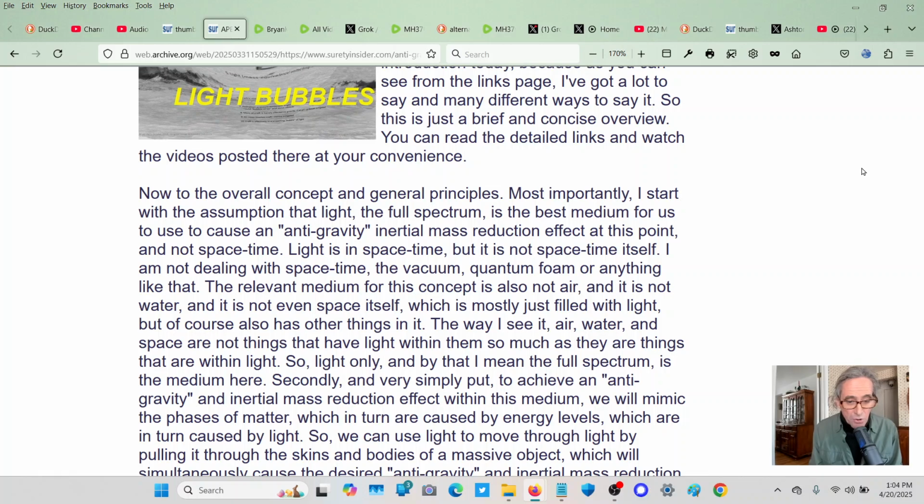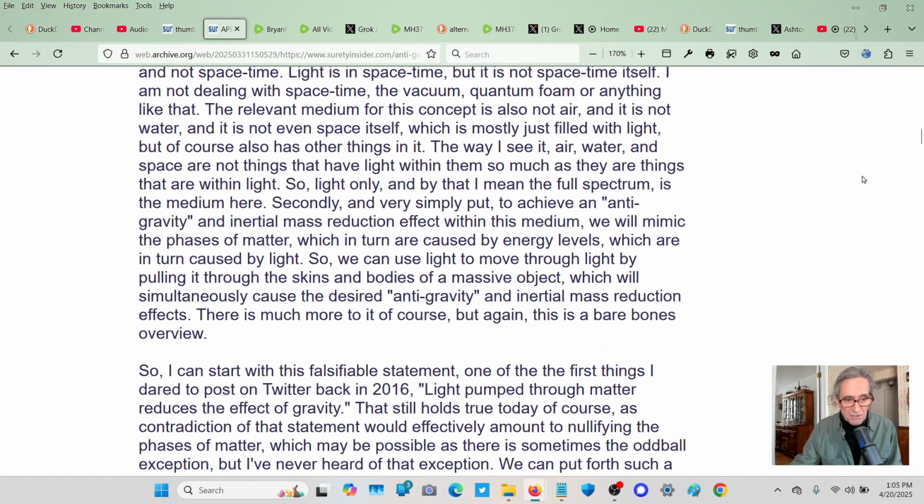Secondly, and very simply put, to achieve an anti-gravity and inertial mass reduction effect within this medium, we will mimic the phases of matter, which are in turn caused by energy levels, which are in turn caused by light. So we can use light to move through light by pulling it through the skins and bodies of a massive object, which will simultaneously cause the desired anti-gravity and inertial mass reduction effects. There is much more to it, of course, but again, this is a bare bones overview.